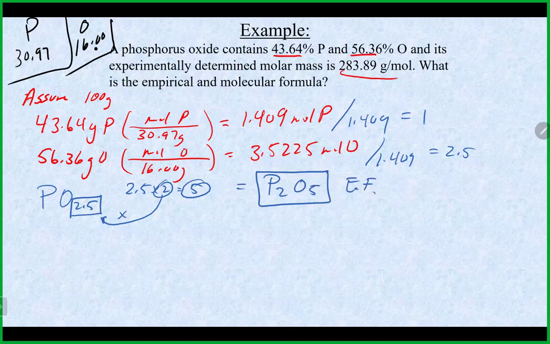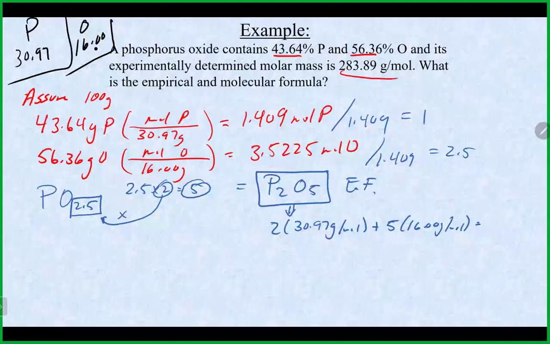Now that we have the empirical formula, we then need to get the molar mass of it so we can get our molecular formula. So the molar mass of this is going to be 2 times 30.97 plus 5 times 16. That gets us about 141.94, so 141.9 grams per mole.